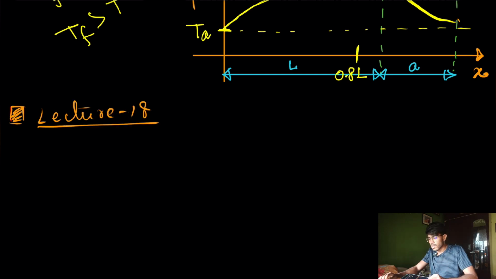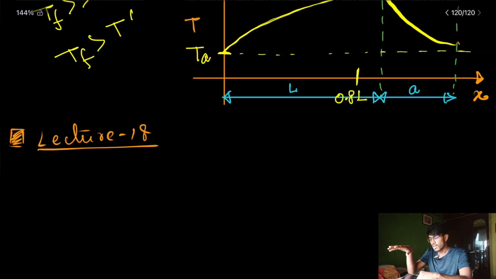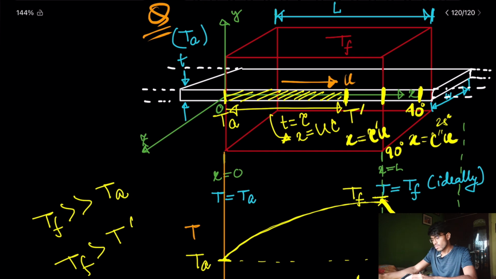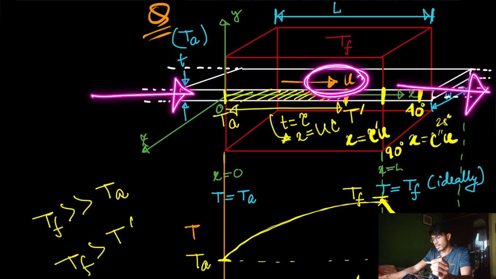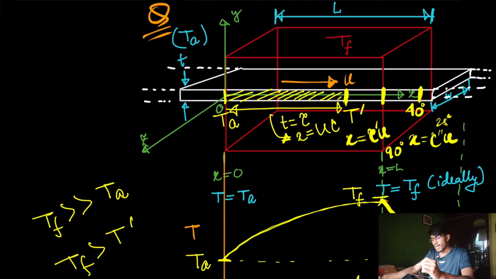We were solving a practical problem about how the temperature profile will be in a rod with respect to time and space when the rod is being heated through the furnace continuously. The rod was moving with a velocity u. It was entering from one side of the furnace and leaving through the other side, and I showed why the graph will be like this.